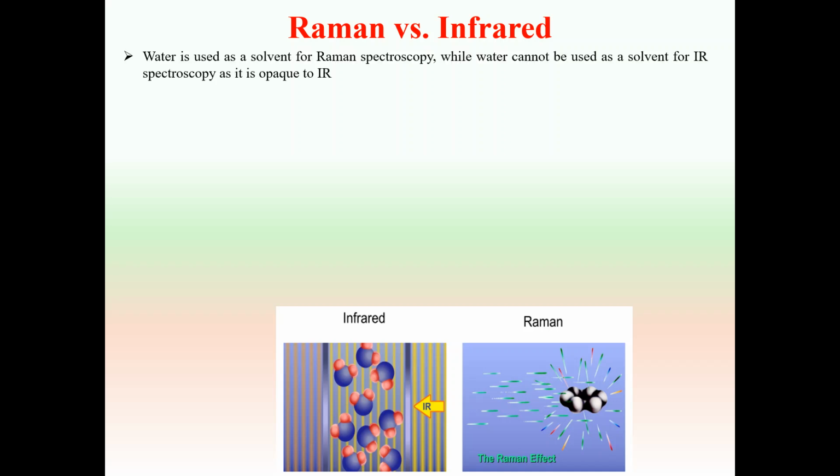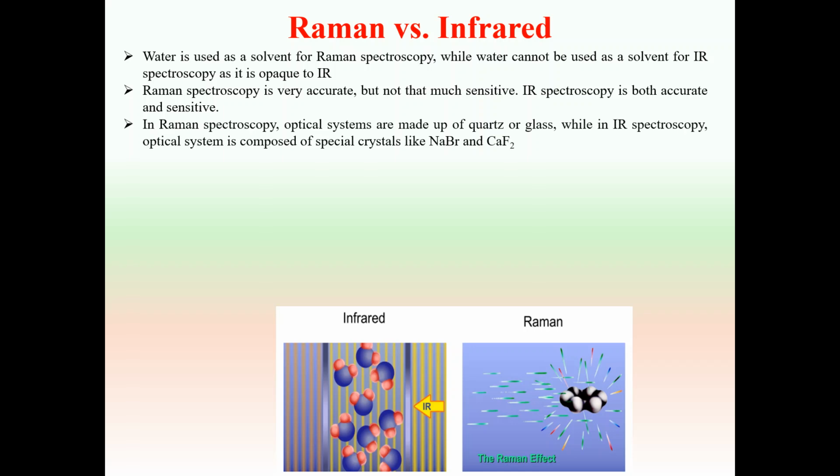Water is used as a solvent for Raman spectroscopy, while water cannot be used as a solvent for IR spectroscopy, and the reason is that it is opaque to IR. Raman spectroscopy is very accurate, but not that sensitive. IR spectroscopy is both accurate and sensitive.